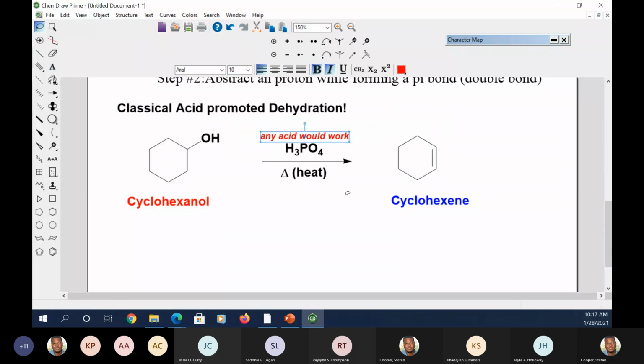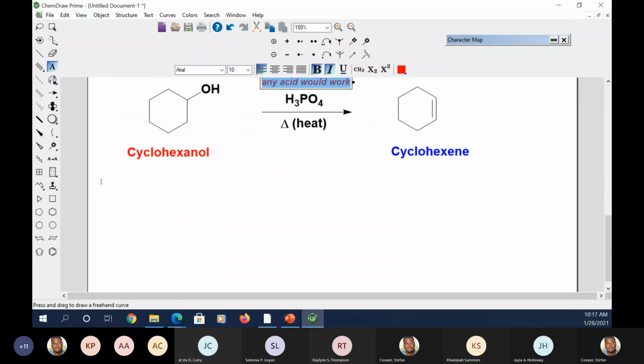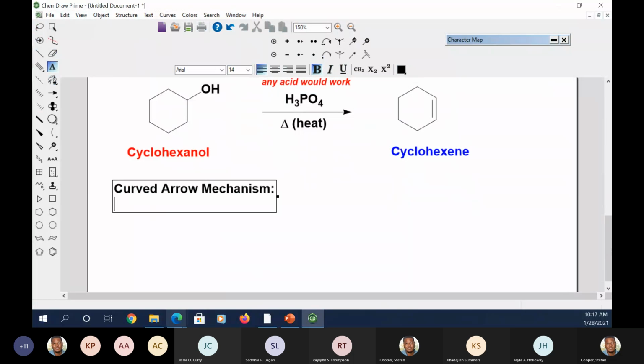It might be hard to see this if I don't know the chemistry yet, right? So let's do the mechanism. And this mechanism is a good one that we used to like to ask on tests, right? So you guys want to be prepared to draw this mechanism.